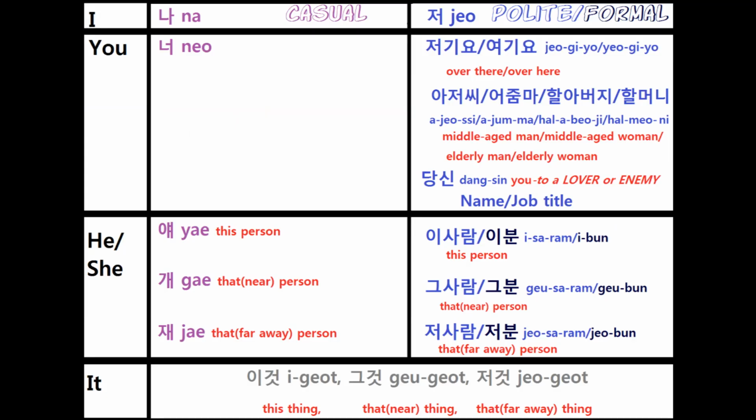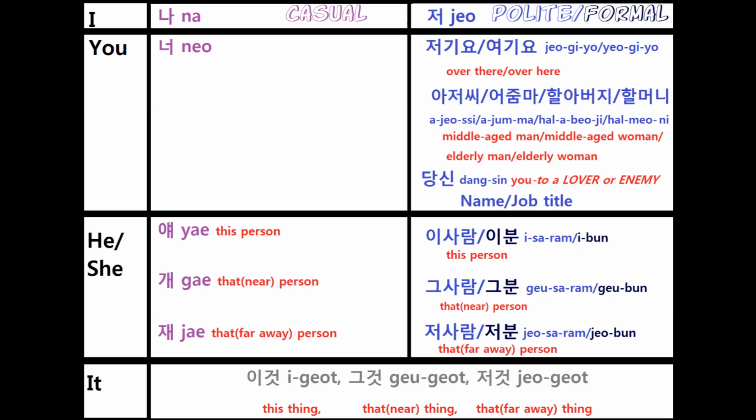Let's summarize this lesson as quick as we can. Casual I in Korean is na. Polite/formal I is je. Casual U is ne. Polite/formal U is usually dropped when you have someone's attention, and if you don't have their attention, you can get it by saying 저기요 or 여기요, over there or over here. You can also address them as 아주씨, 아주마, 할아버지, 할머니, or 선생님, depending on their age and gender.